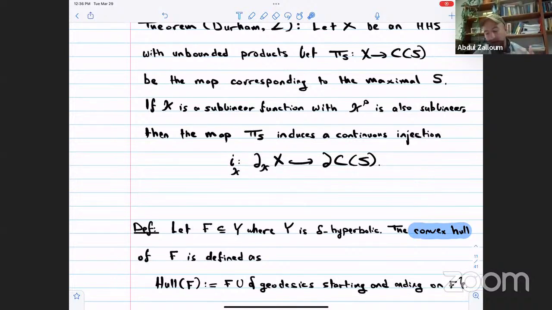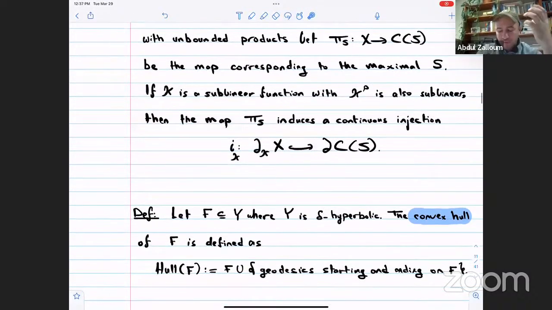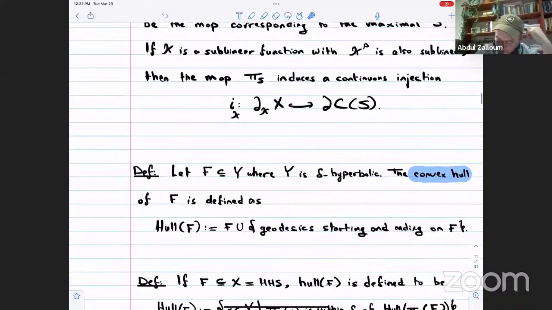You have something which is not convex, you add geodesics to make it convex. Sometimes you add geodesics and it's still not convex, so you do this again, and you do it again. But in hyperbolic spaces, you only have to do this one step. More generally, in a cat-zero cube complex, you might have to do this 5 steps, where 5 only depends on the cat-zero cube complex. But that's how you convexify a given set.